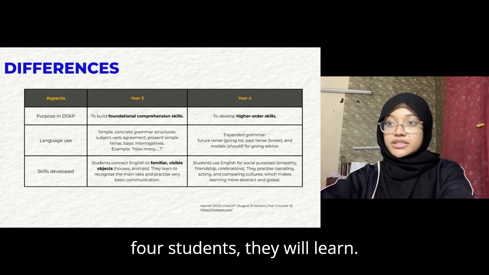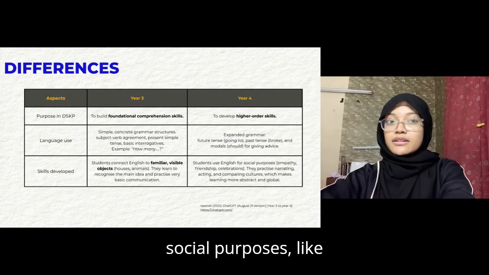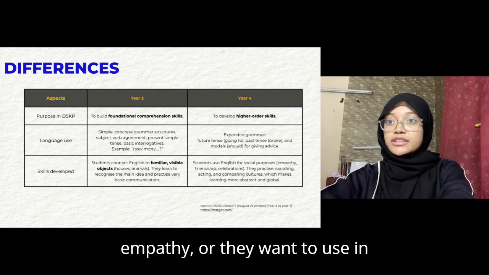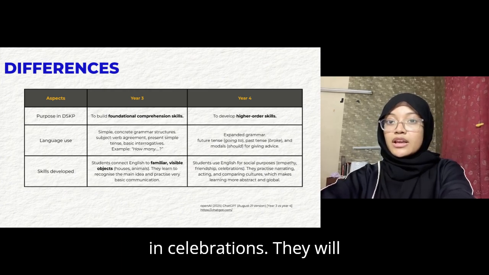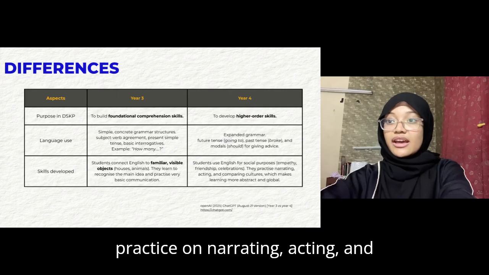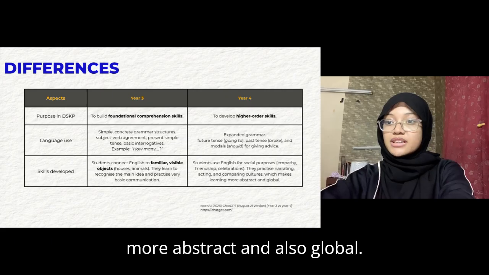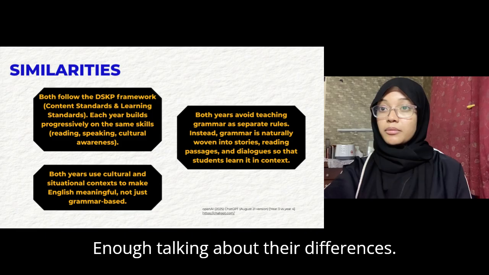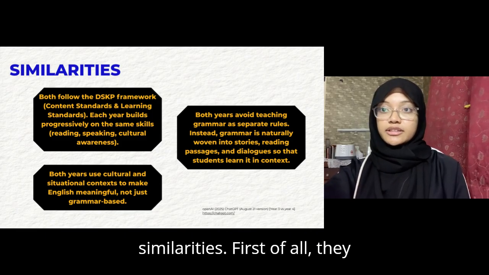For Year 4 students, they will learn how to use English for social purposes, like when they want to give empathy, or use it in friendship, or even in celebrations. They will practice narrating, acting, and comparing cultures, which makes learning more abstract and also global. Enough talking about their differences. Now let's move on to their similarities.